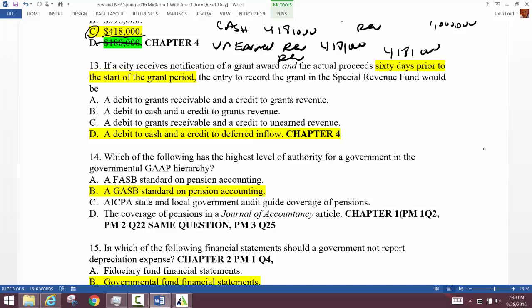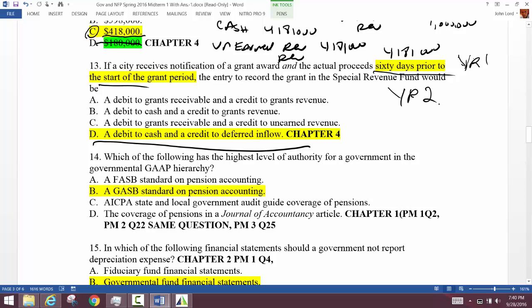Okay. So if they go ahead and give them the money, they debit cash, they credit the deferred inflow, that's in the 60-day prior period. What do you want them to do when they actually are in the period? Say this is year 1, say year 2. If this is year 1, what do you want them to do in year 2? Debit the deferred inflow, credit the revenue now, right? Because they're in the period in which they can use the money. They've met the time requirement.